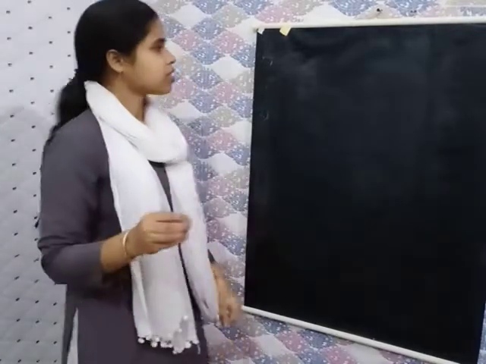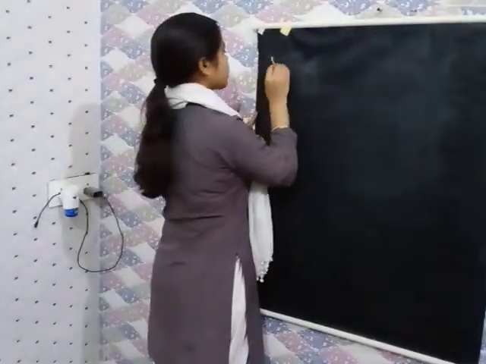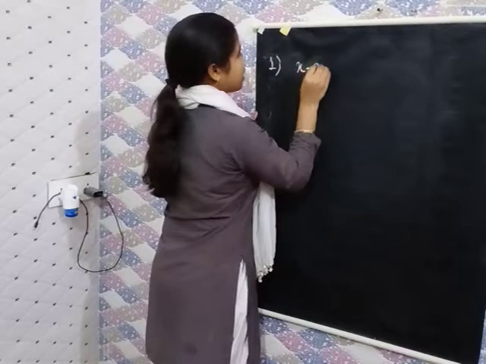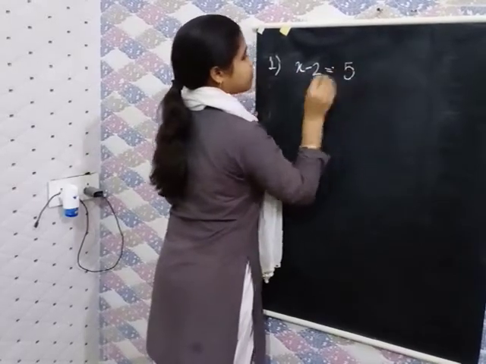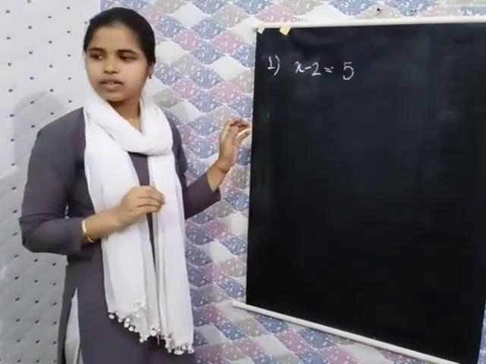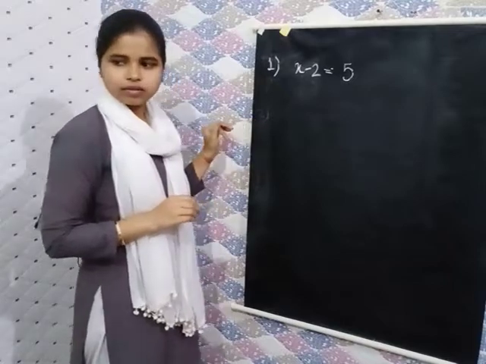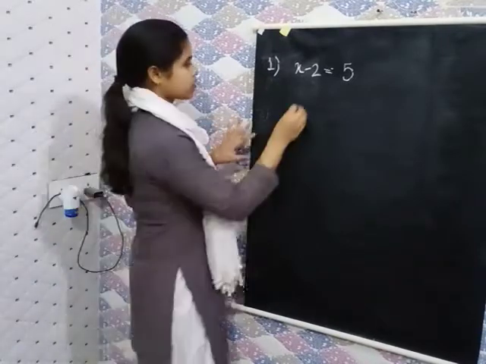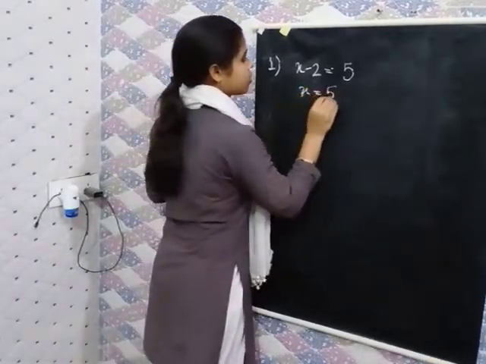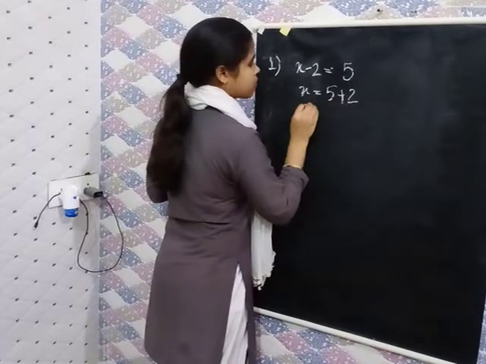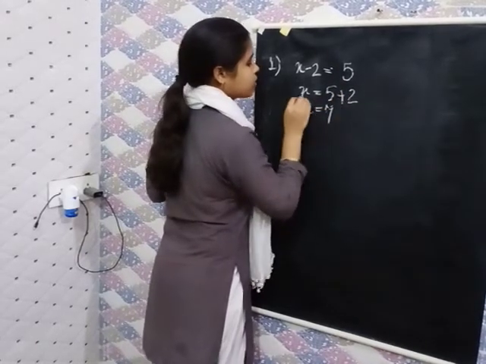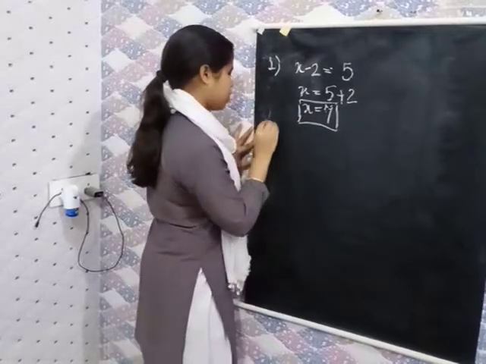Now students, let's solve some other linear equations. X minus 2 is equal to 5. How can you solve it? X is equal to 5 plus 2. Very good. Because minus 2 changes into plus sign. Very good. X is equal to 7.